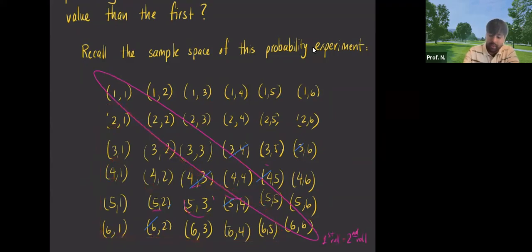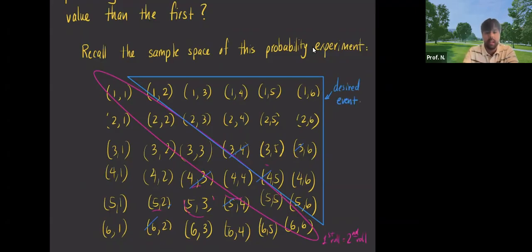So in reality, all I really care about is this. Whoa, sometimes it doesn't really do what I want it to do. I want to create, there we go, a triangle. And so this is my desired outcome, my desired event: I want the second row to be higher than the first.